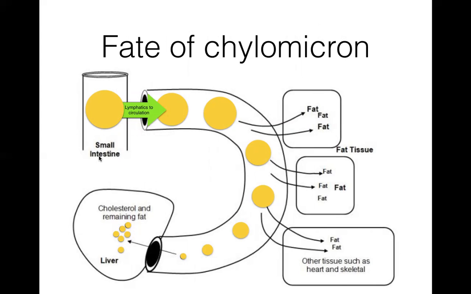Like what we have said earlier, it is produced in the small intestine, secreted initially into the lymphatics before reaching the general circulation. And it delivers its fatty acid content to three main tissues, namely adipocytes for storage and muscles such as the heart and skeletal muscle, so that those fatty acids can be used as metabolic fuel. Once it has unloaded its content, what you have now is a remnant which eventually travels into the liver and is catabolized in the liver.